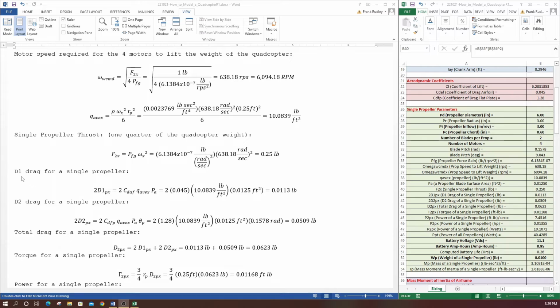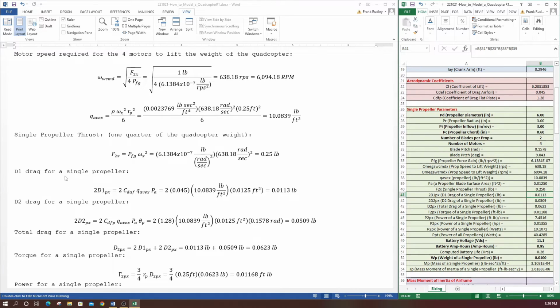So now we're going to compute the D1 drag of a single propeller. If we go back to the equation, it's 2 times the profile drag, the airfoil drag, times the average dynamic pressure, times the surface area of the propeller. So that drag is 0.0133 pounds, and we have that in here. This is the formula over here. So that matches.